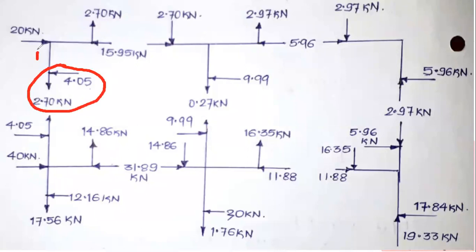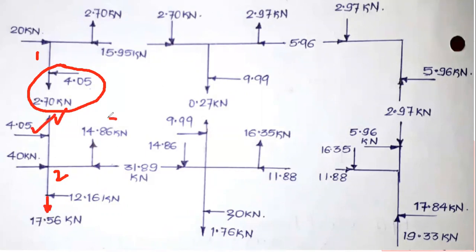The same forces will be there for the second joint, but in the opposite direction. Now that 2.7, it is downward, so for joint 2 it will be upward. 4.05, it is on the left hand side. For joint 2 it will be on the right hand side. And this is the axial force we have calculated using the third assumption.